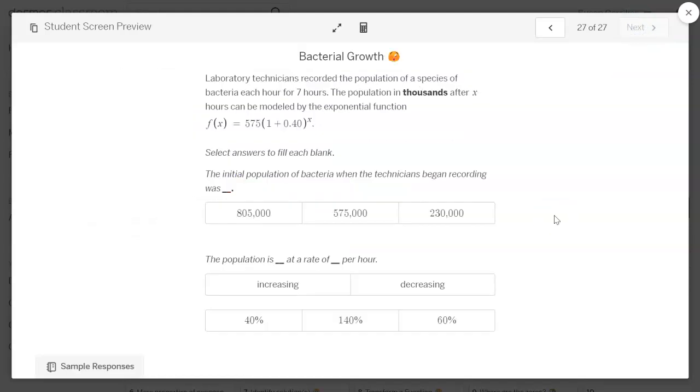And the last screen is bacterial growth. So the students will choose a number for the initial population of bacteria. I did bold this word thousands. It was not initially bolded by the person who wrote this, so it may or may not be on the end of course exam. So they really do need to read carefully their questions. And then the population, is it increasing or decreasing, and what percent? And this concludes our Desmos activity. Let's head on back to slides.